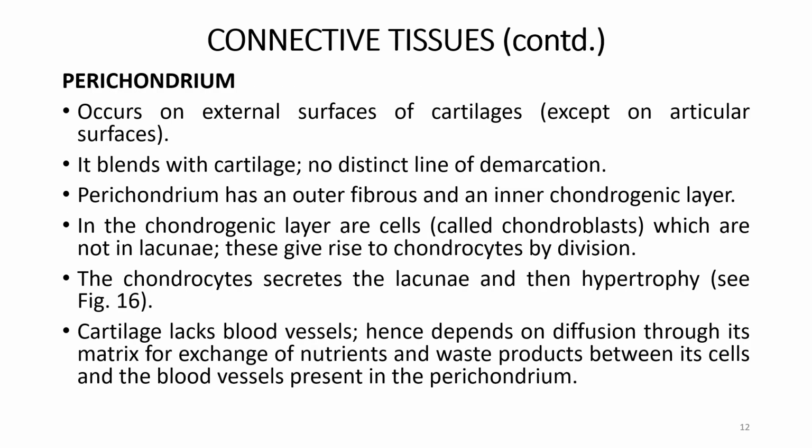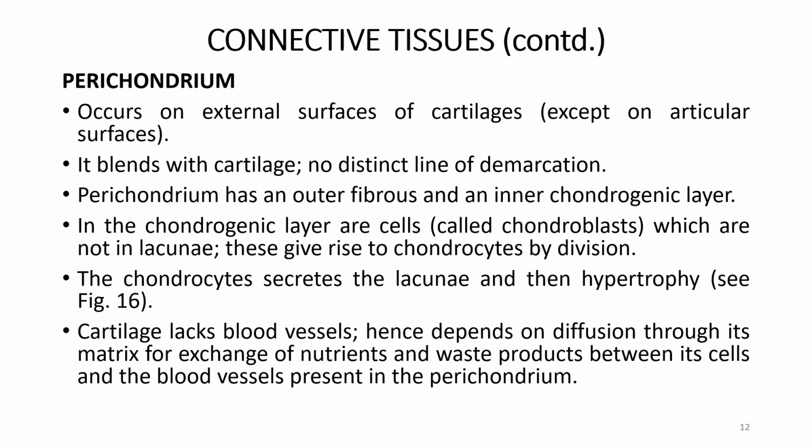Perichondrium. This one is very important. Every cartilage has it on the external surface, and it blends so much with the cartilage that you find it difficult to separate perichondrium from the cartilage. It has two parts: the outer fibrous, and the inner one, which is chondrogenic in the sense that it gives rise to chondrocytes by division. The chondrocytes secrete lacunae and then hypertrophy.